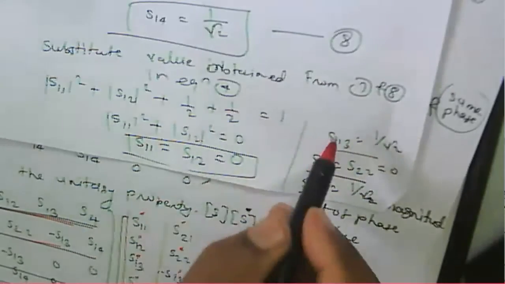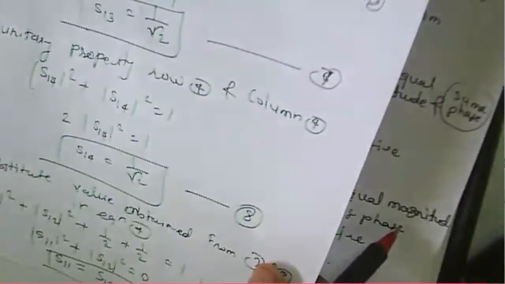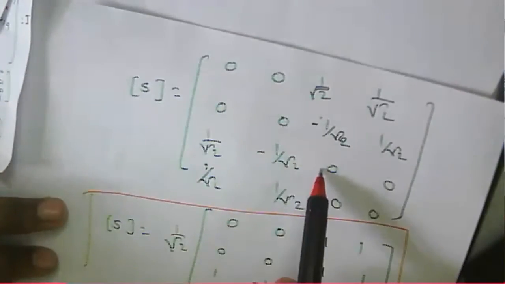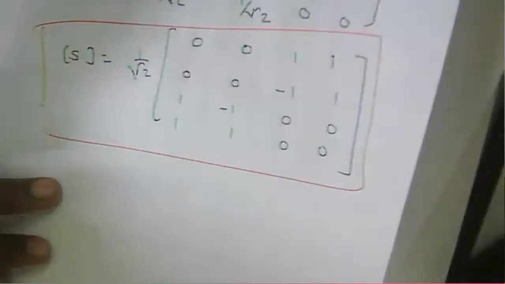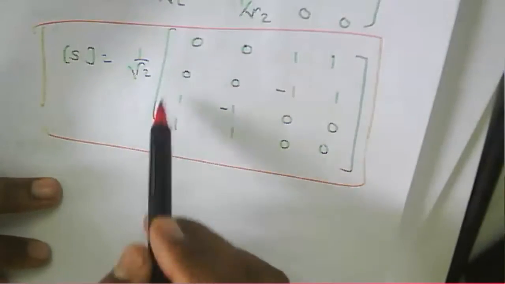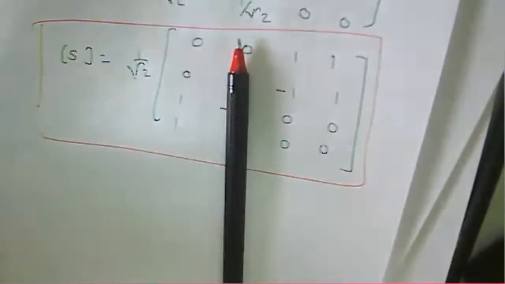And all these values, if we put in our S matrix there, so we are getting this S matrix here. Okay, so this one. If we put all these values, we are getting this matrix value. And if we take 1 by root 2 common here, we will get this S matrix. So this is the S matrix for the magic T.